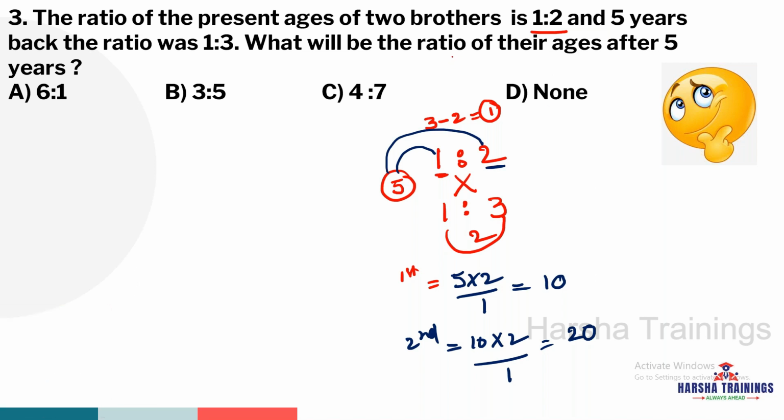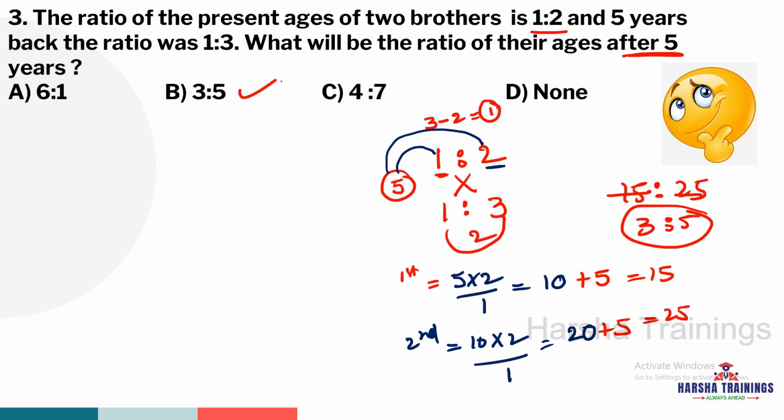Okay, read the last statement. What will be the ratio of their ages after 5 years? After means plus: 10 plus 5, 20 plus 5. So then 15 is to 25. 5 threes are 15 and 5 fives are 25. So after 5 years their ages will be in the ratio 3 is to 5. Okay, so any doubts regarding the third question, guys?